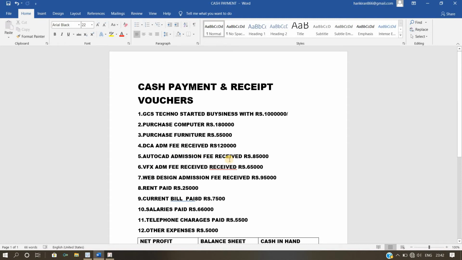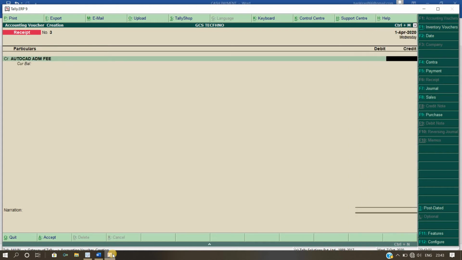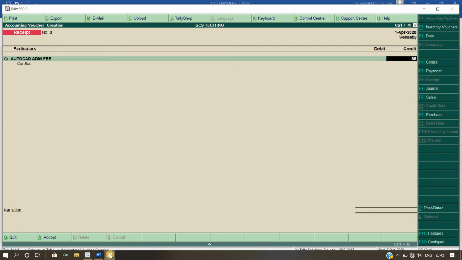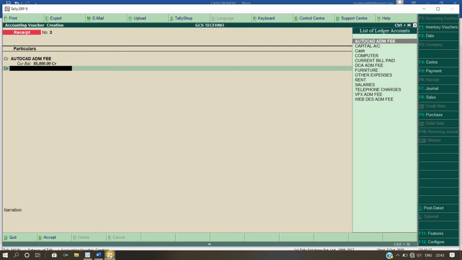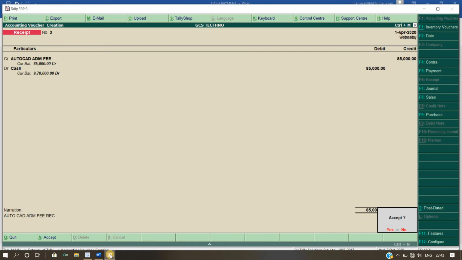Next one is AutoCAD admission fee received. And it is also receipt voucher only, friends, F6 only. AutoCAD admission fee, and the amount is, let's say, 85,000, right? 85,000. And debit is cash only. And I give narration as AutoCAD admission fee received. Press enter, yes.